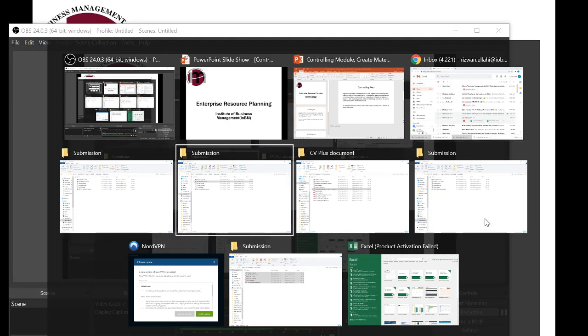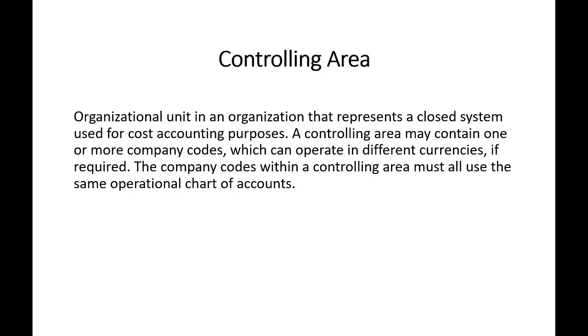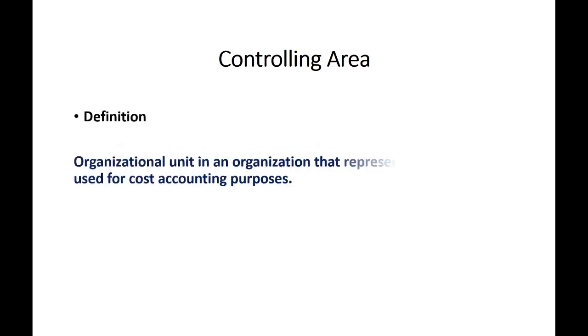Previously, we were in the material management and the warehousing module. Now, moving ahead, let me give you a brief introduction about this controlling area. If someone asks you what a controlling area in SAP is, or what the controlling module is, a simple definition is: an organization unit in an organization that represents a closed system used for cost accounting purposes.